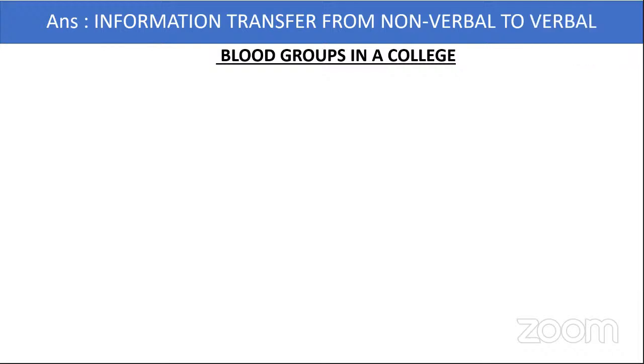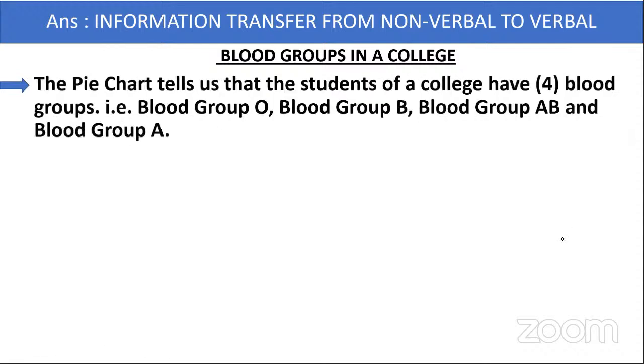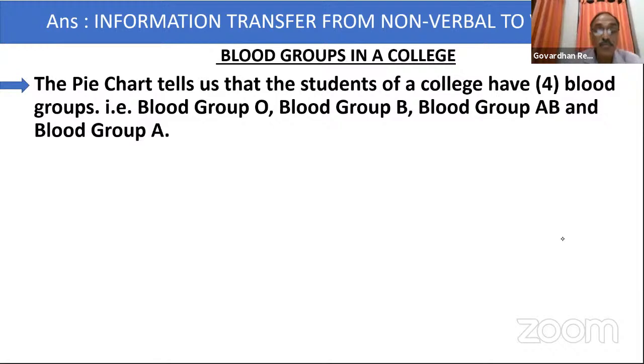Now, there was some technical problem. We'll continue the lesson. Now, information transfer from non-verbal to verbal. We have seen the pie chart of blood groups of a college. There's a problem. Now we'll continue with the lesson.